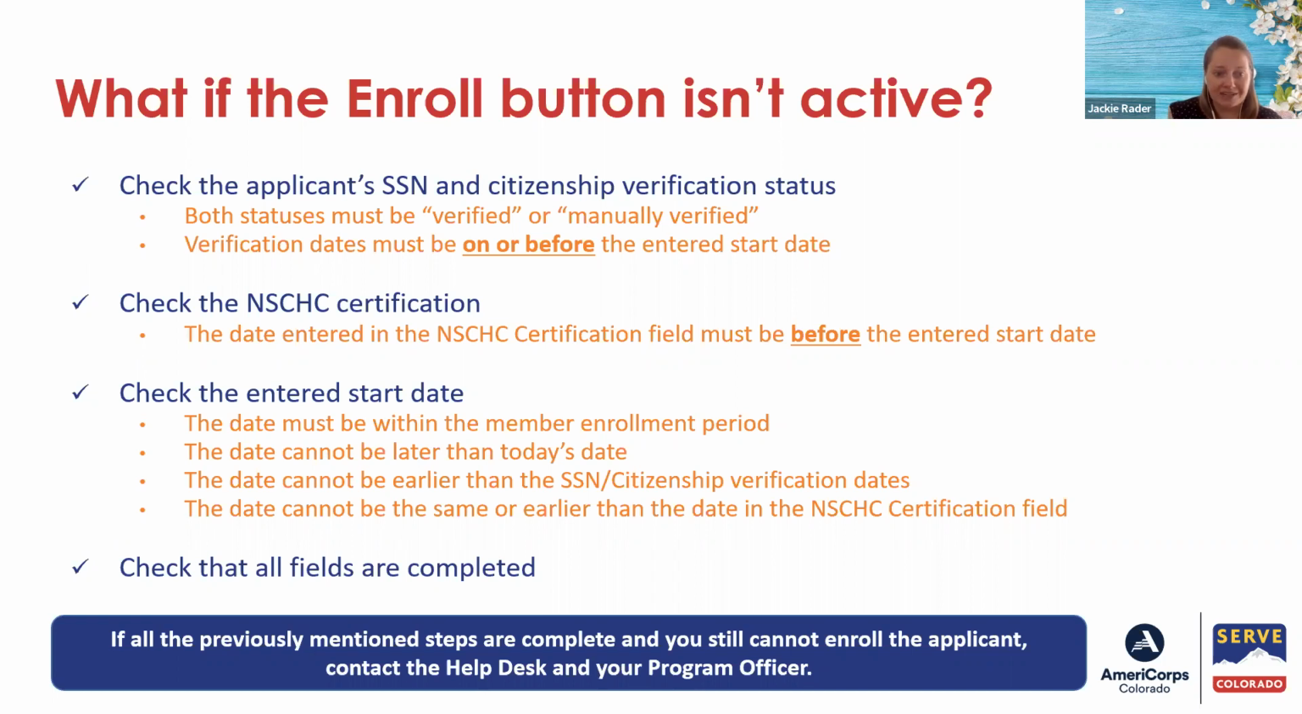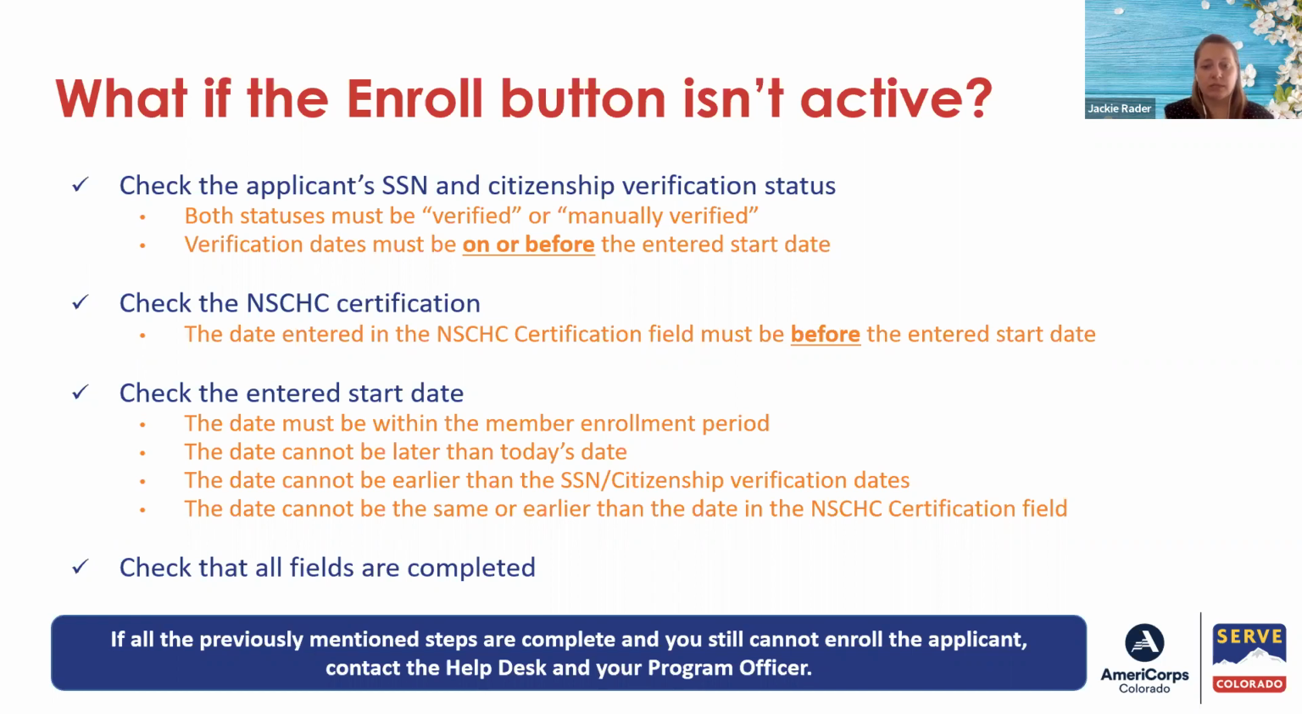Check the entered start date. Make sure that the date is within the member enrollment period, otherwise known as within your grant start and end dates. That the date is no later than today's date. So it could be prior to today's date, but it shouldn't be tomorrow's date necessarily. That the date is no earlier than the verification dates for citizenship and SSN, and same for criminal history checks. And that all fields are completed.